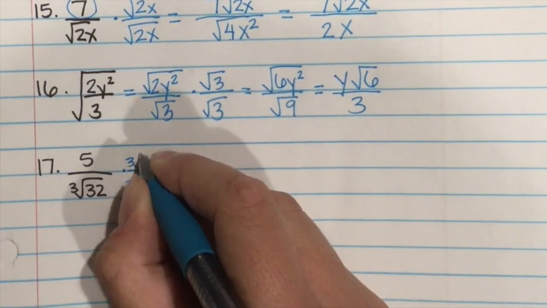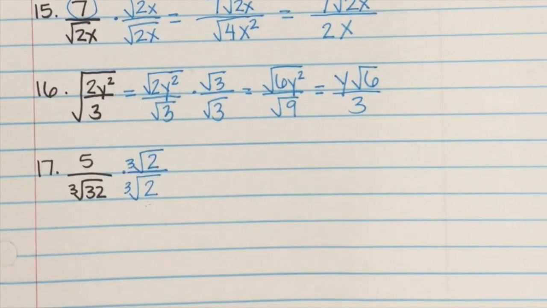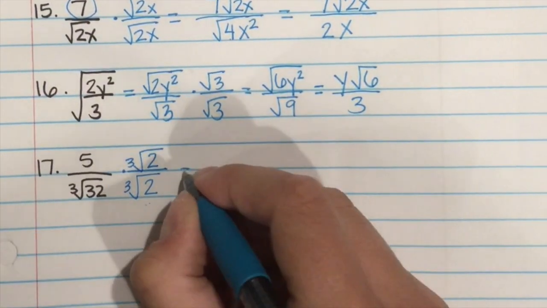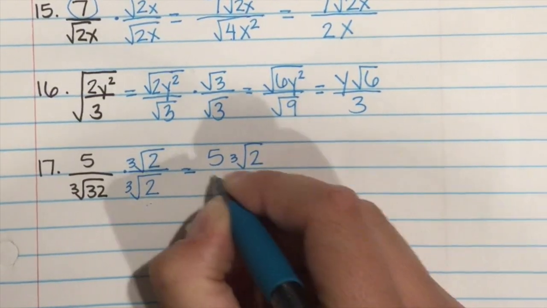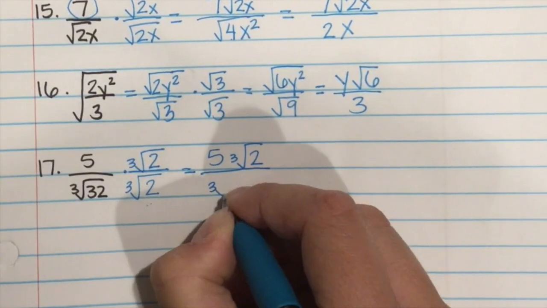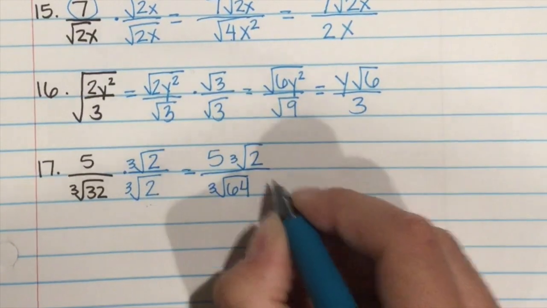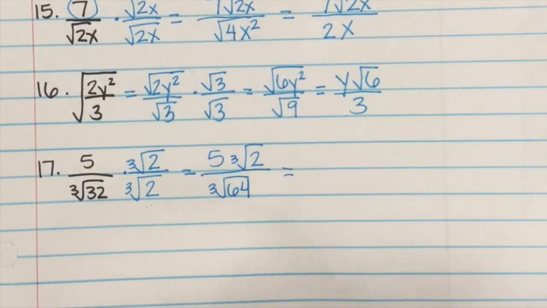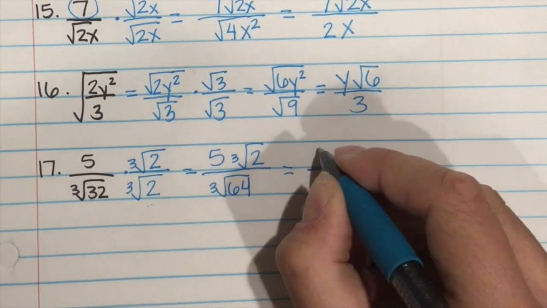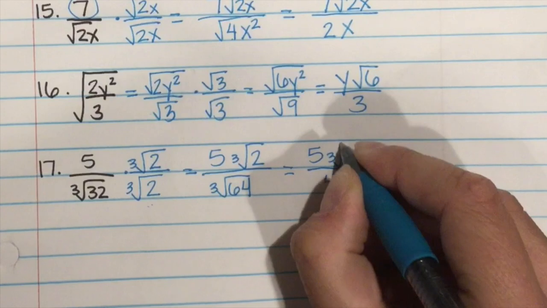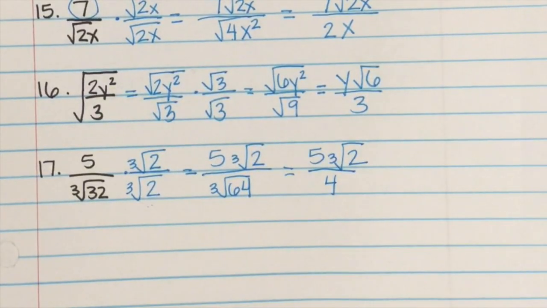So I'll multiply both the numerator and the denominator by the cube root of 2, which gives me 5 multiplied by the cube root of 2 over the cube root of 64. And as I showed, the cube root of 64 simplifies to 4. And then we have 5 multiplied by the cube root of 2 in the numerator.